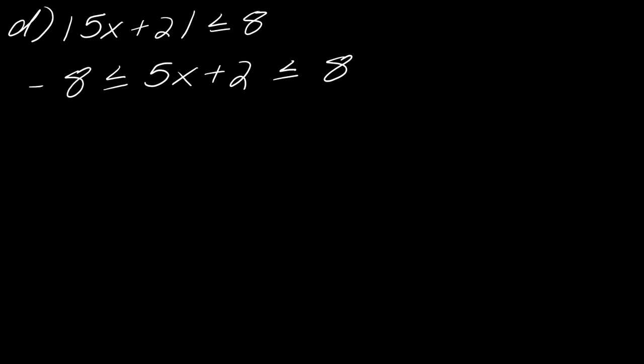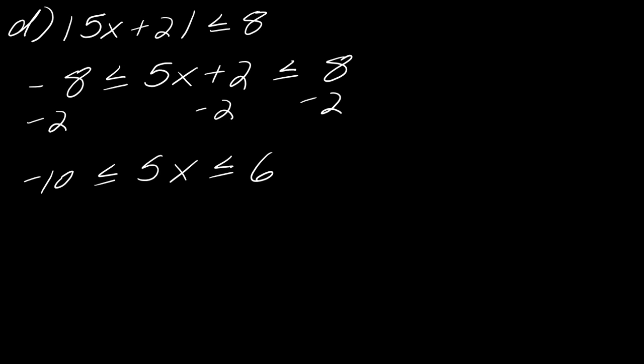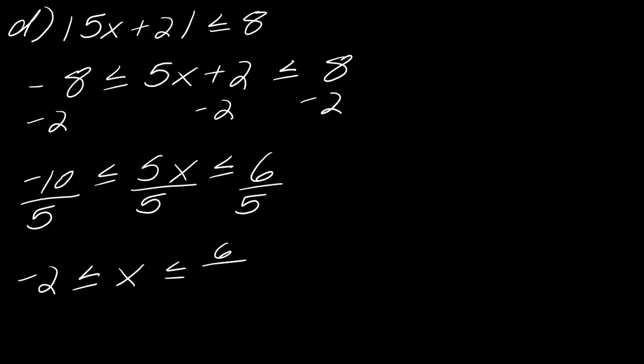And so now I can go ahead and solve. So I can subtract 2 from all sides. So this is going to be -10 is less than or equal to 5x, which is less than or equal to 6. And then I can divide all sides by 5. So I have -2 is less than or equal to x, which is less than or equal to 6 over 5.